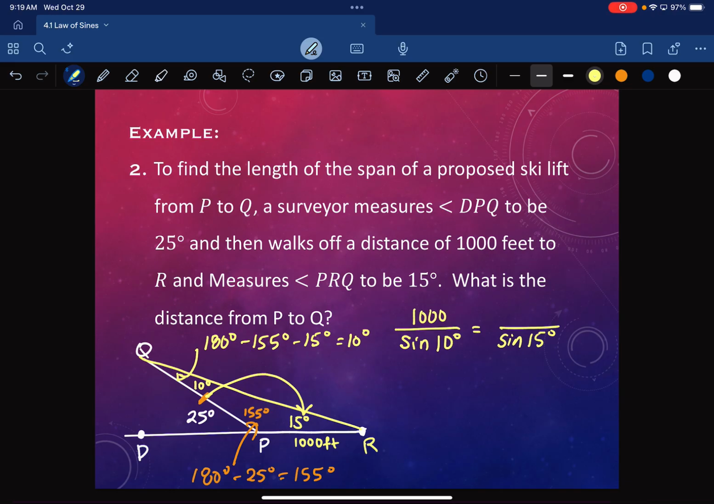And it's side PQ, so I'm going to write it as PQ, but you're welcome to call it just X for now. That's fine as well, it doesn't matter. How am I going to figure out what is PQ? We're going to multiply both sides by the sine of 15 degrees so that these cancel, right? So we're going to take sine of 15 degrees times 1,000 divided by the sine of 10 degrees. And what are we going to get for the length of our ski slope or ski lift?